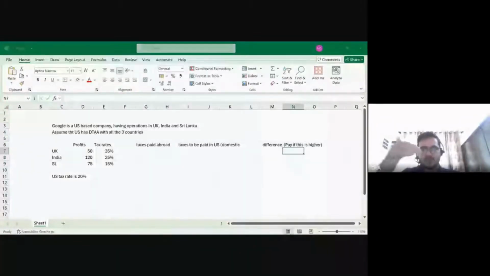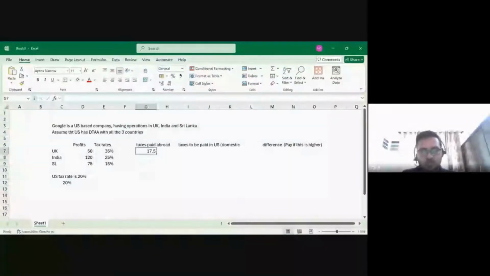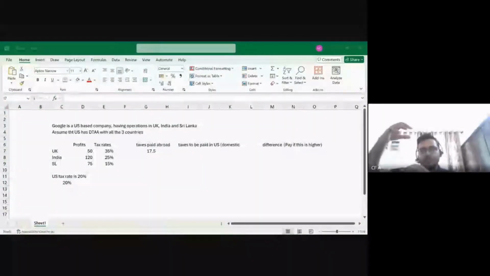Let me present it to you in two different formats, and then give you a shortcut which will always give you the right answer. So taxes paid abroad will be 50 multiplied by 35%. They have already paid this amount as tax in the UK. So the next step that they say is, okay, whatever you have paid in UK is fine, forget it. Tell me what is it that you would have paid had you been in the US. So they say that assume that you're not abroad, assume that you're a part of my own country, assume that you're based out of US itself. Now calculate the taxes that you would have paid.